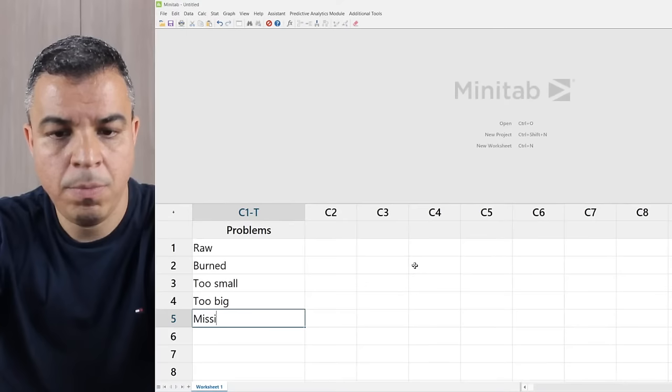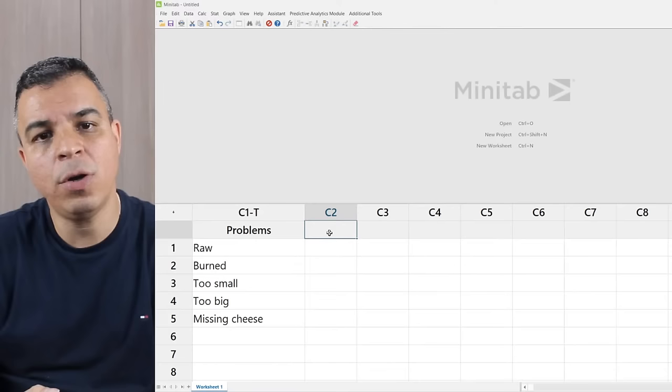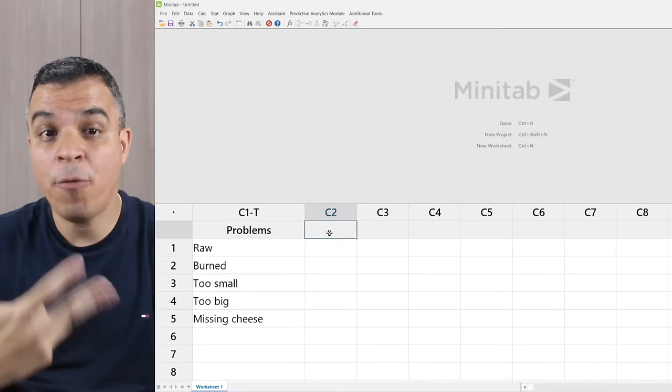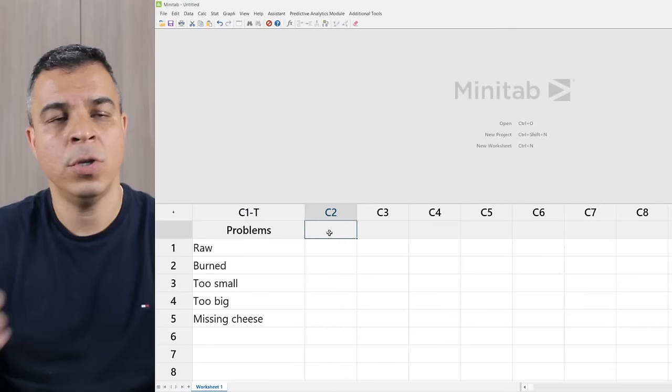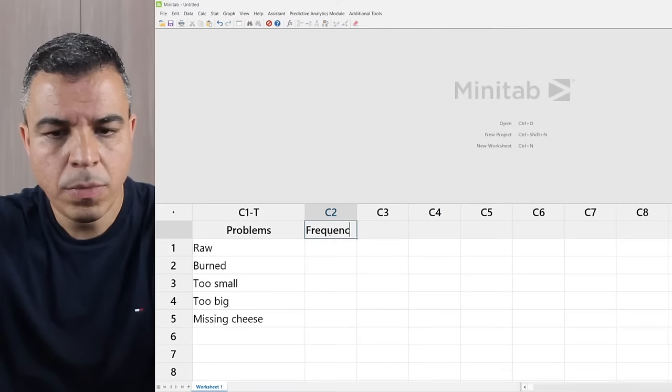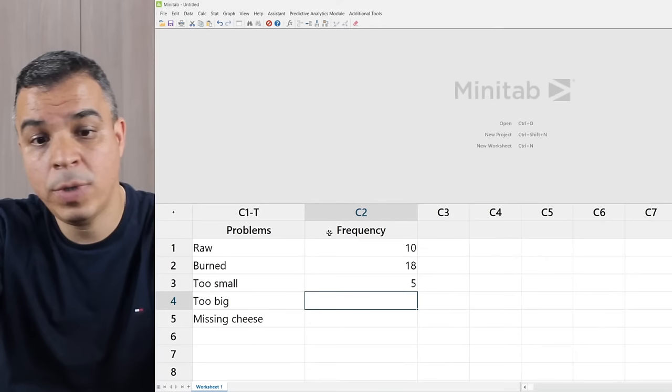And let's talk about this. Okay, let's talk about this. And then normally, the regular Pareto will consider only one dimension, that is frequency. So how many problems, how many cheese breads I took and it was uncooked, not properly cooked, it was raw. So normally what we have here is frequency. So let's say 10, and then how many burnt cheese bread, let's say 18. How many cheese breads were too small, let's say 5. How many cheese breads were too big, it's a problem too, let's say 32.